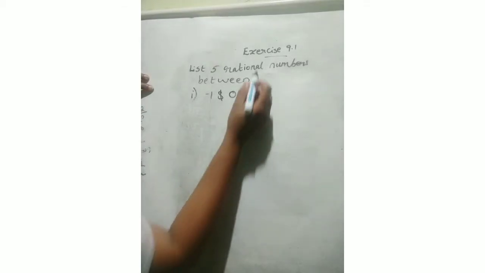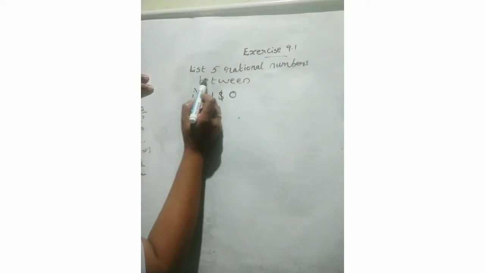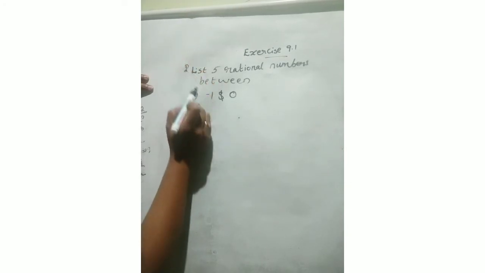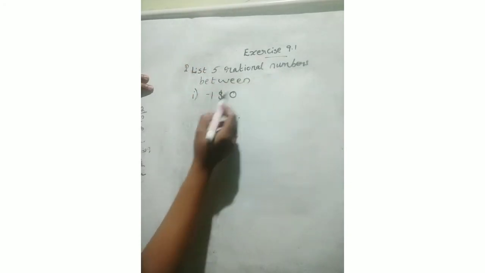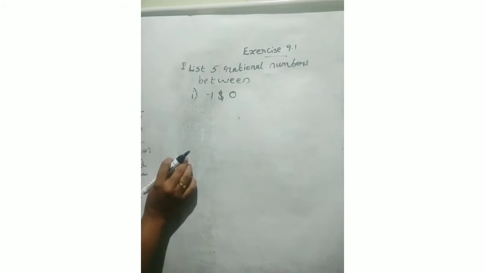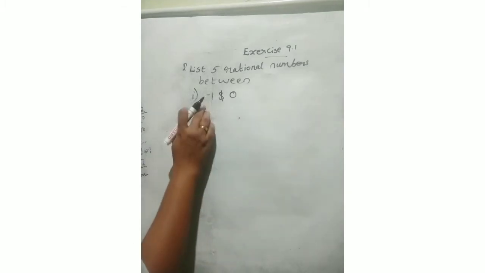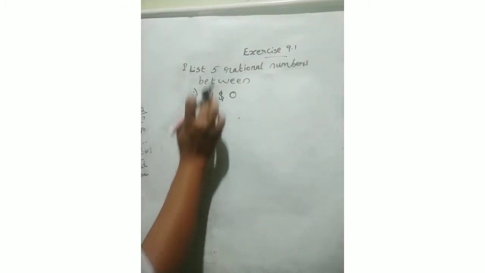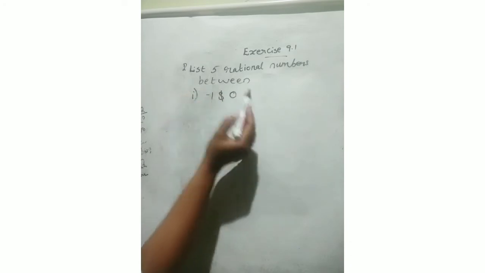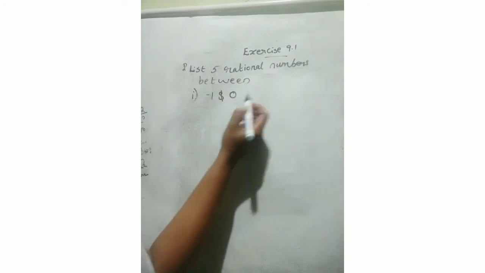Now we can discuss exercise 9.1. First question: list 5 rational numbers between. You can see 4 questions. The first question is -1 and 0.